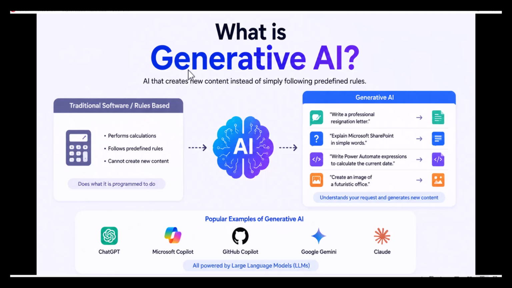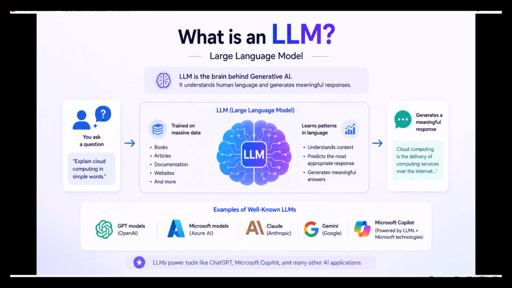All of these tools use large language models, commonly known as LLMs. Now you may have heard another term that is called LLM, or large language model. So what exactly is an LLM? Think of an LLM as the brain behind generative AI. Just like our brain helps us understand language and respond to a question, an LLM helps AI understand human language and generate meaningful responses.